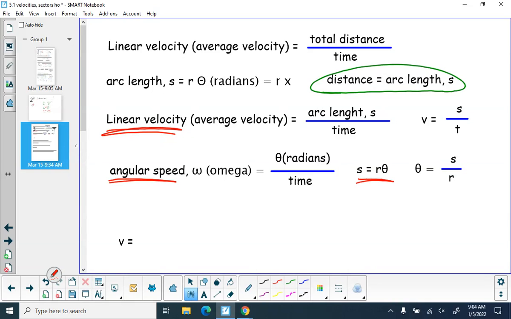So we have arc length is radius times your angle, the number of radians you have. If I divide both sides by my value of R, we have your number of radians, your angle in radians, is equal to your arc length divided by your radius.